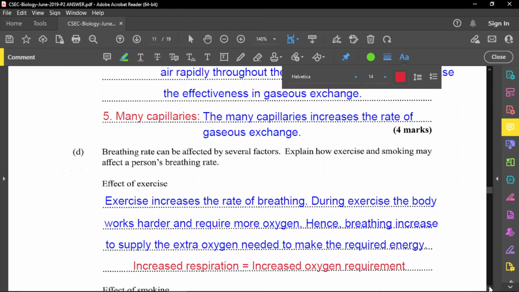Now for part D, breathing rate can be affected by several factors. Explain how exercise and smoking may affect a person's breathing rate.